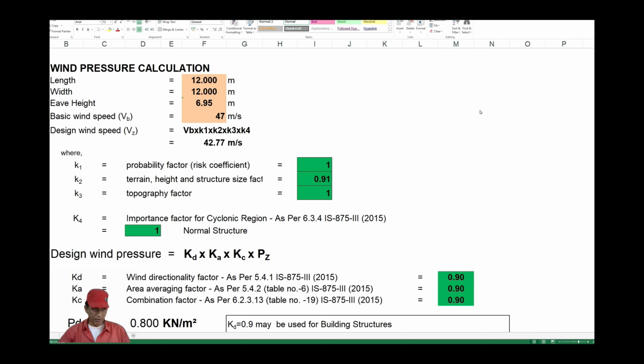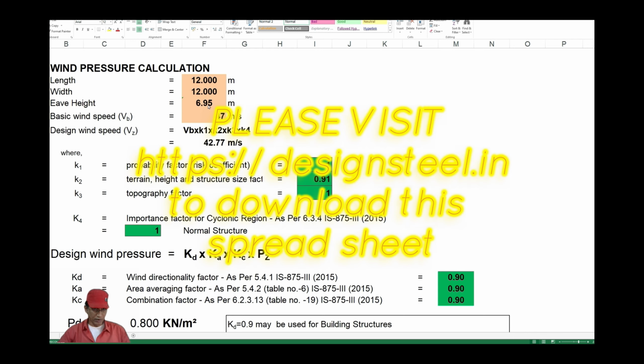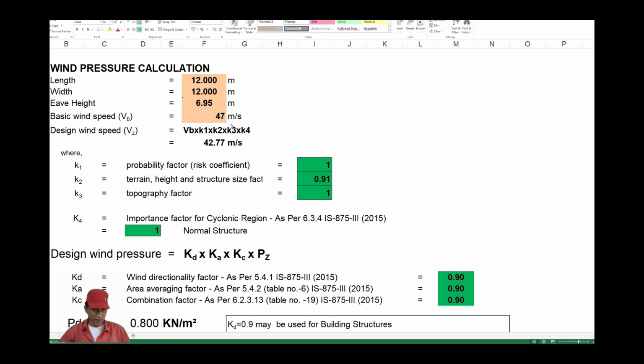The length of the building is given as 12 meters. The width of the building is given as 12 meters. Eave height, including the plinth height, which we have assumed as 450 mm, works out to be 6.95 meters. Basic wind speed as per IS 875 Part 3 for Delhi NCR region is 47 meters per second.